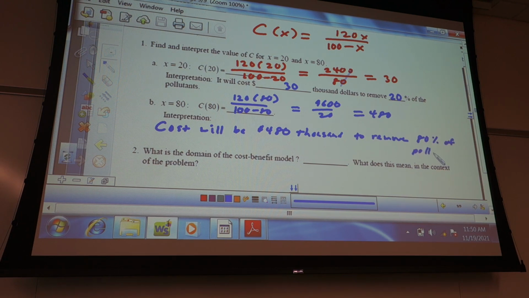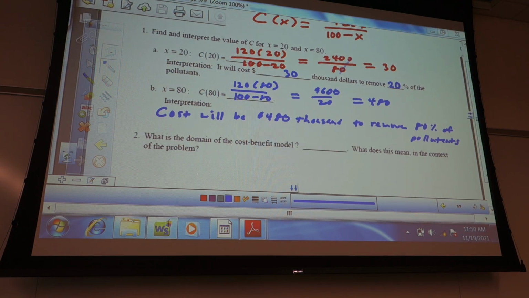That's a lot more. That may be worth it. I don't know. That should get your lake pretty clean. What's the domain of the cost-benefit model? So in other words, what is X allowed to be?